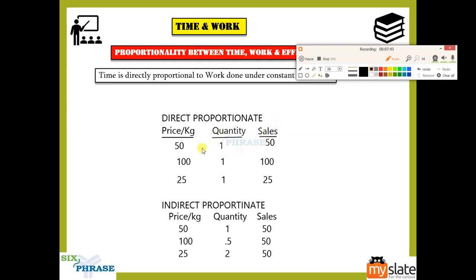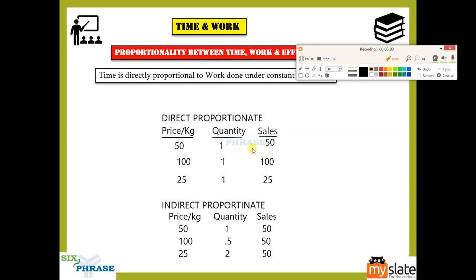Okay, for example, the price per kg is 50 rupees. 1 kg is the quantity. Now how much will you pay for it? You will pay 50 rupees, right? So that is the sales. The selling price is called the sales, or the price at which you buy is called the sales.